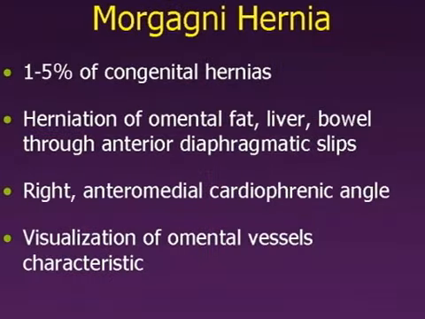These represent 1 to 5% of congenital hernias. Generally, they're easily recognizable on CT, although they can be perplexing on radiography unless there's herniation of air-filled bowel loops, in which case they're pretty straightforward. What these are is a herniation of fat, liver, bowel through the anterior diaphragmatic slips, in general next to the heart. They're generally on the right in the cardiophrenic angle anteromedially. Visualization of vessels on CT is very characteristic.